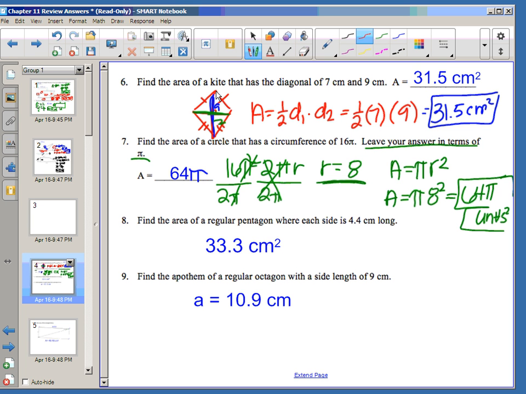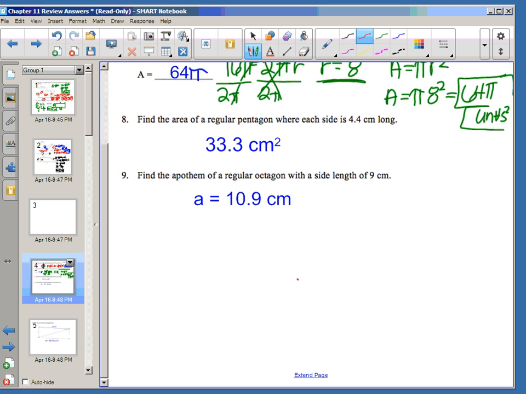All right, number 8 and 9 are probably one of the tougher ones we've come across so far. I'm going to use the space below down here. It says find the area of a regular pentagon where each side is 4.4 centimeters long. So again, whenever you have something that doesn't give you a picture, draw one.